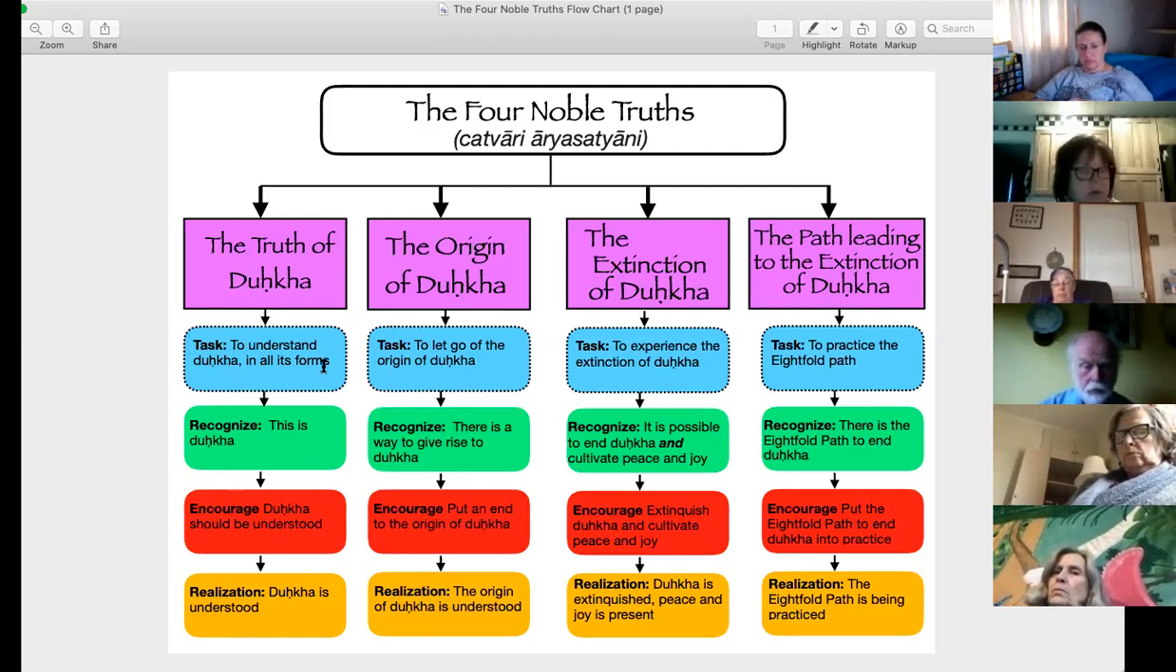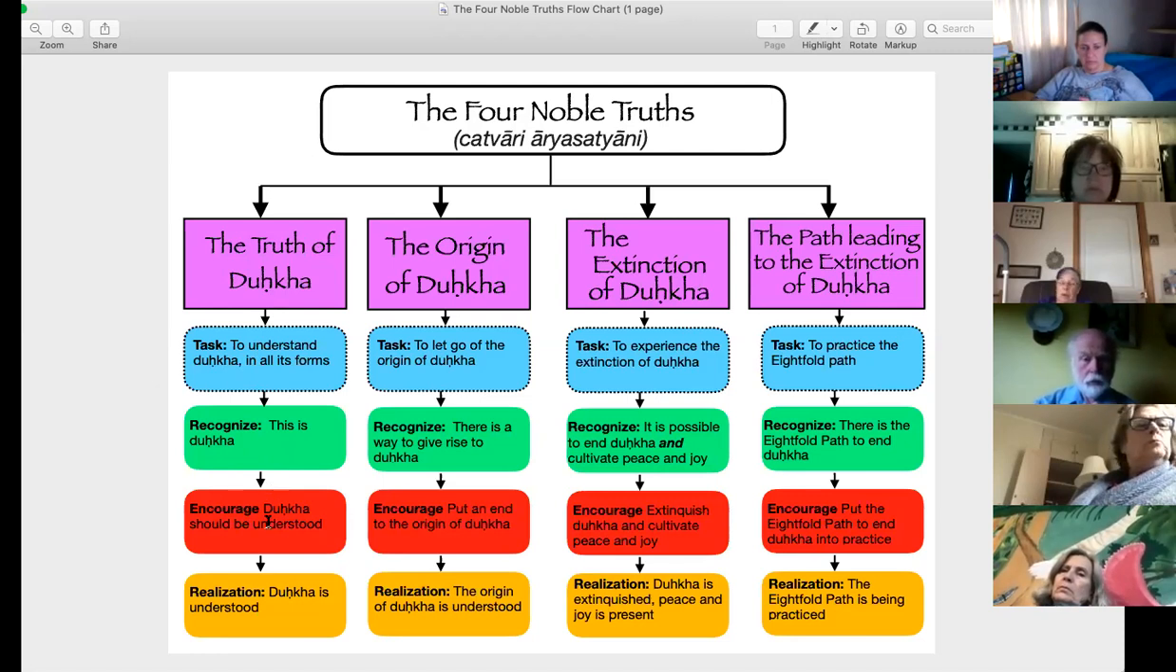The idea is that in the turnings, we are going to set this task, which is to understand dukkha in all its forms. So as we look at the truth of dukkha, we're going to engage in it with this task in mind, that we want to understand dukkha in all its forms. So then the next turning would be to recognize what dukkha is. So in the recognizing, we say, this is dukkha, when we recognize what it is.